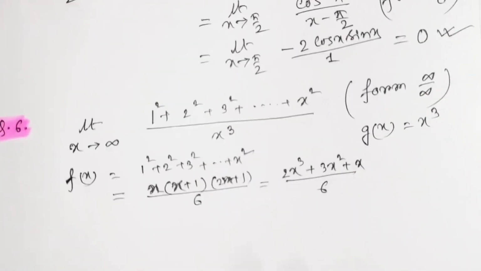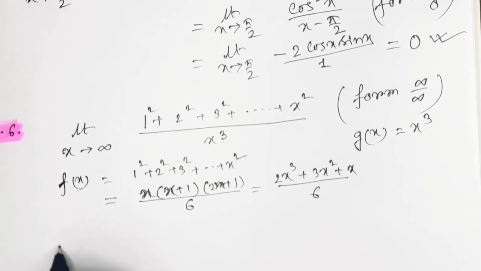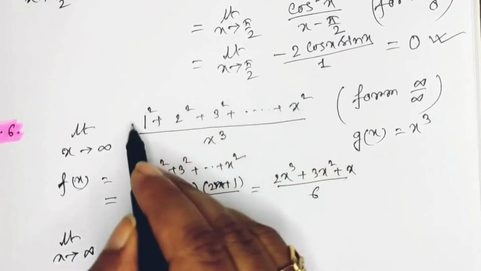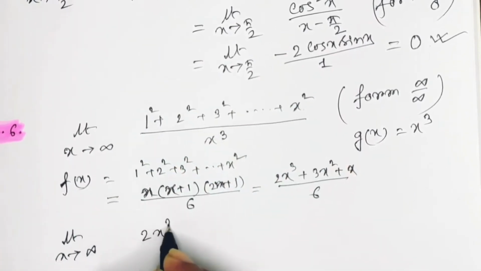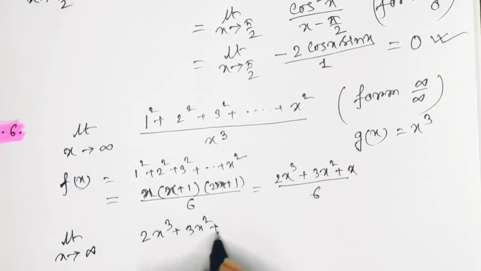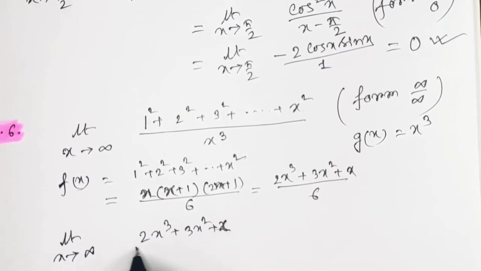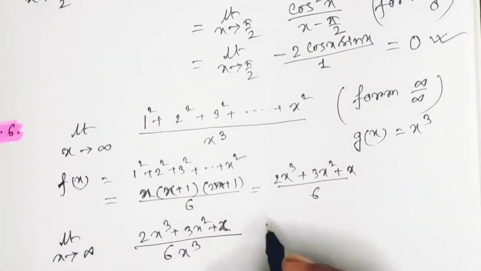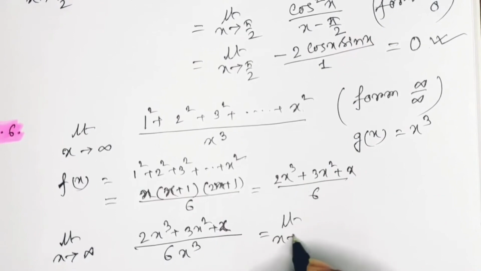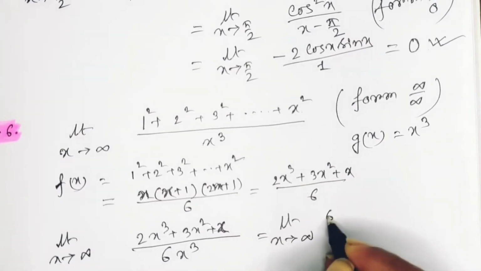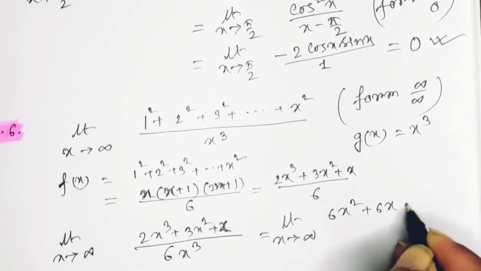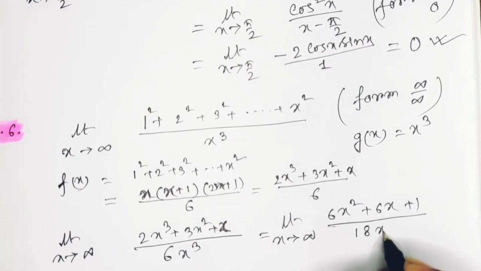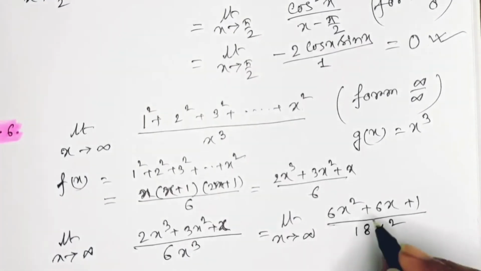Now one more example here. If we are going to solve this one, it is the limit x tends to infinity. Definitely we substitute this one instead of this f(x). So it is 2x cube plus 3x square plus 6 plus x divided by 6 into x cube. Now if we take the derivative, we find limit x tends to infinity of 6x square plus 6x plus 1 divided by 6 into 3, that means 18x square, which is again in the form of infinity by infinity.